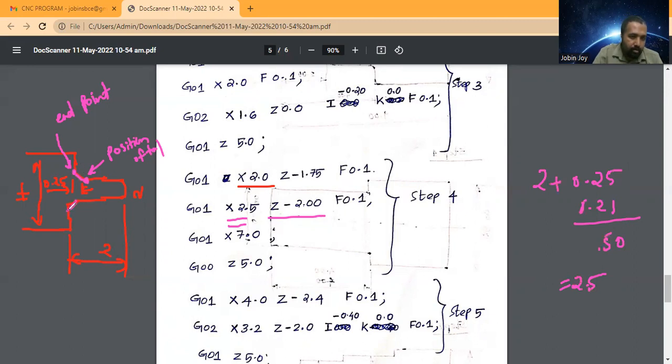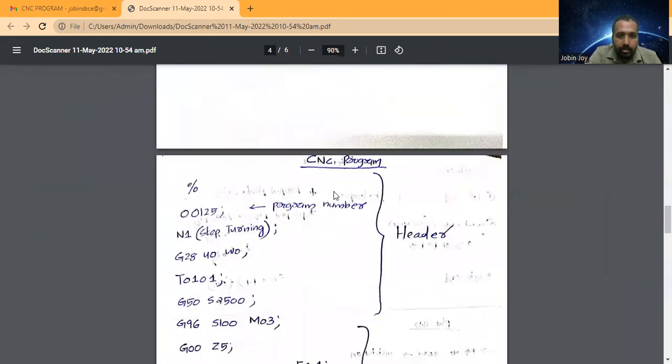So the chamfer will cut on both sides. Feed value 0.1. And after chamfering, there will be a safe distance, that is x7 and z5.0. That is the safe distance. Okay, then the chamfer is completed.